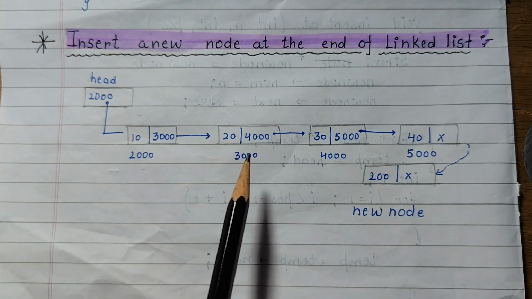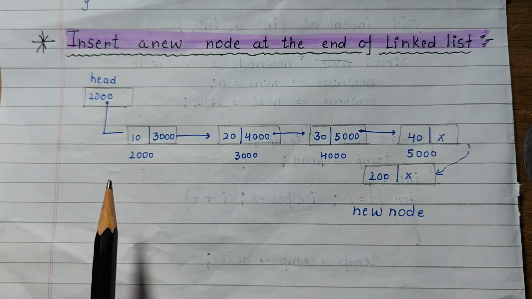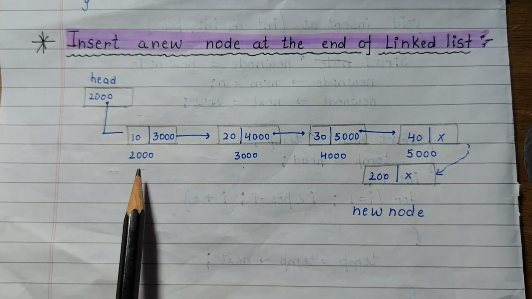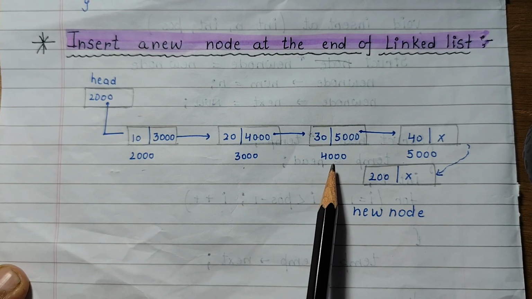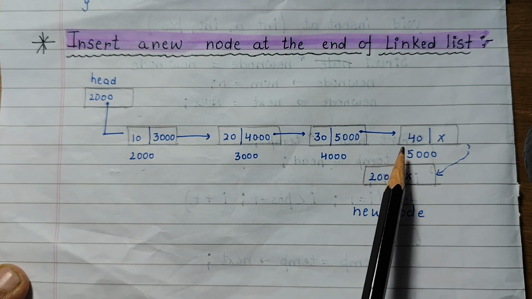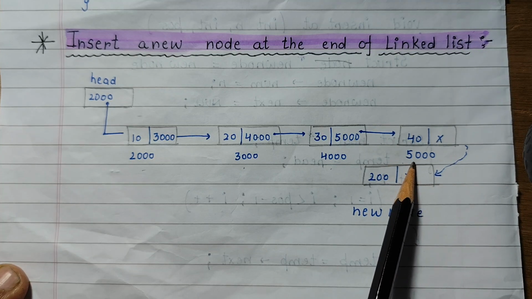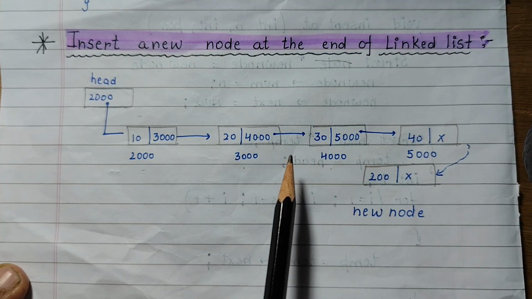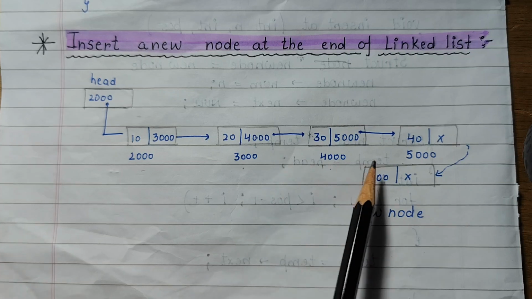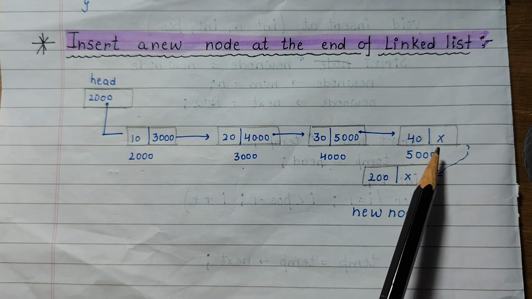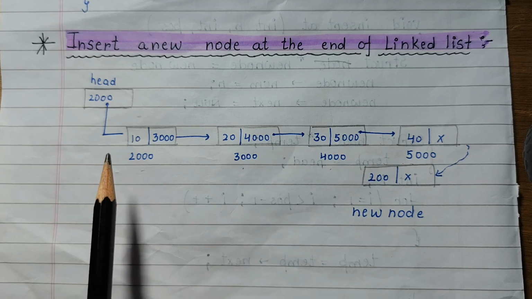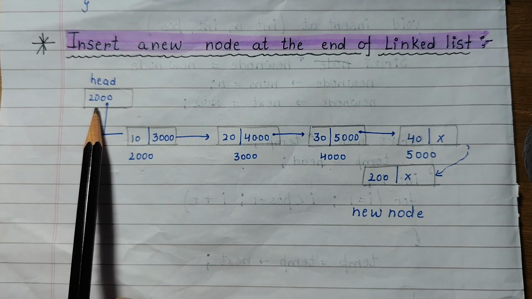So in this linked list we have 4 nodes. First node has address 2000, second node has address 3000, third node has address 4000, fourth node has address 5000. All of you know the end of the linked list is terminated by a null pointer. So in the end we have a null pointer. Okay, so head has the value 2000 address.